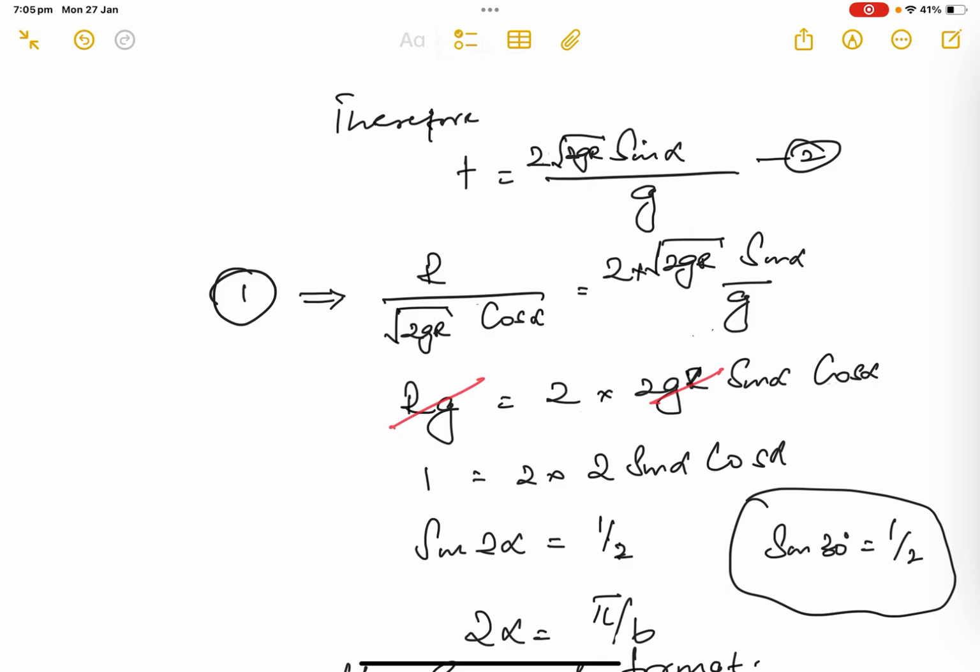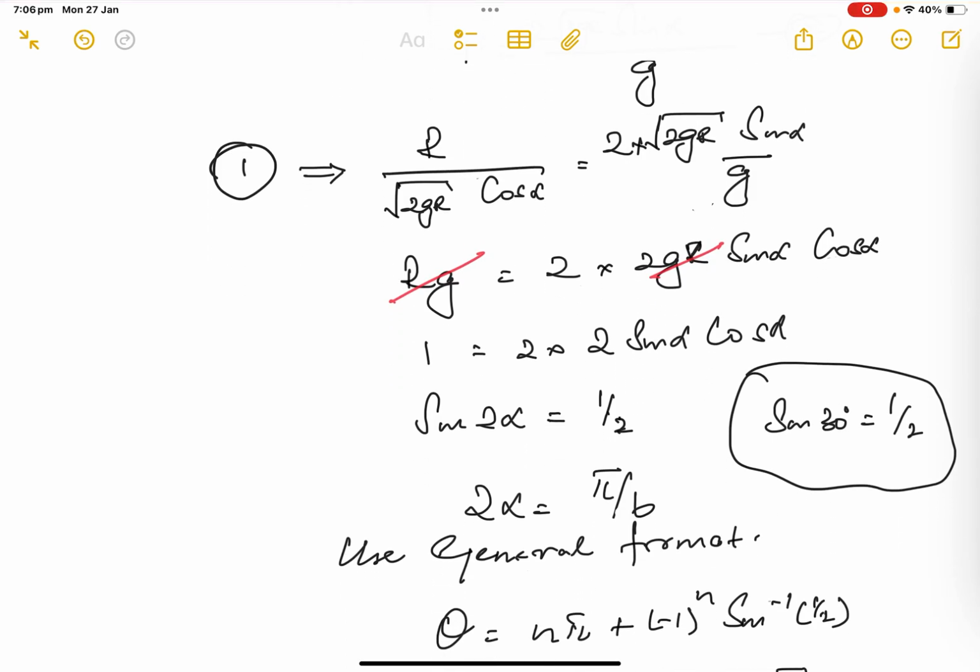And if you do the other way, from the denominator on the left hand side to the right hand side, 2 and square root of 2gr, square root of 2gr becomes just 2gr, the square root removed. And then again sine alpha, then cos alpha here, sine alpha times cos alpha. So RG cancelled out on both sides. So the left hand side is 1 equals 2 times 2 sine alpha cos alpha.